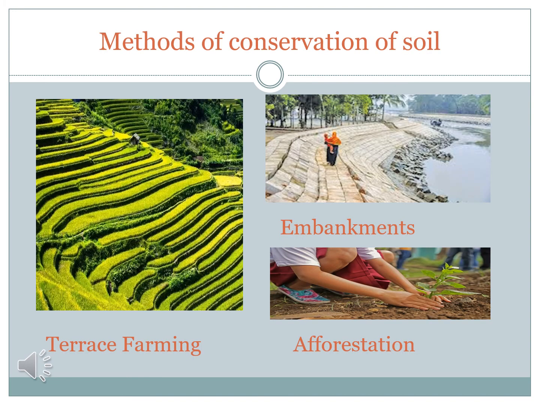Now let us discuss methods of conservation of soil. Soil can be conserved in many ways. For example, the number of trees planted should be more than the number of trees cut down. And we should also grow different types of crops in the same field to maintain the fertility of soil. This is called crop rotation. So this way we can prevent soil erosion as well as maintain fertility of soil.